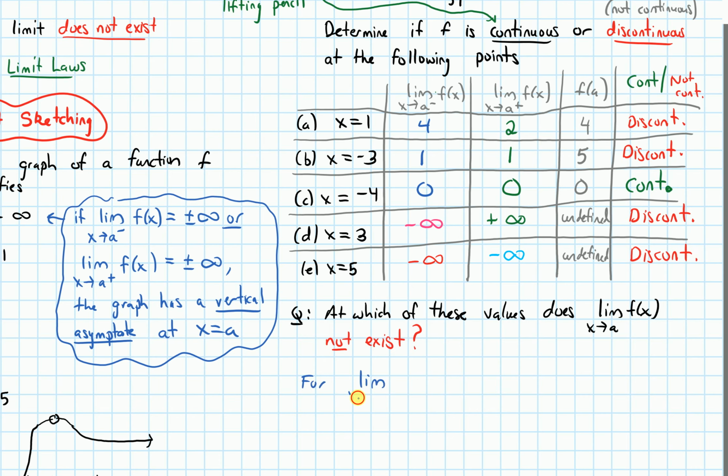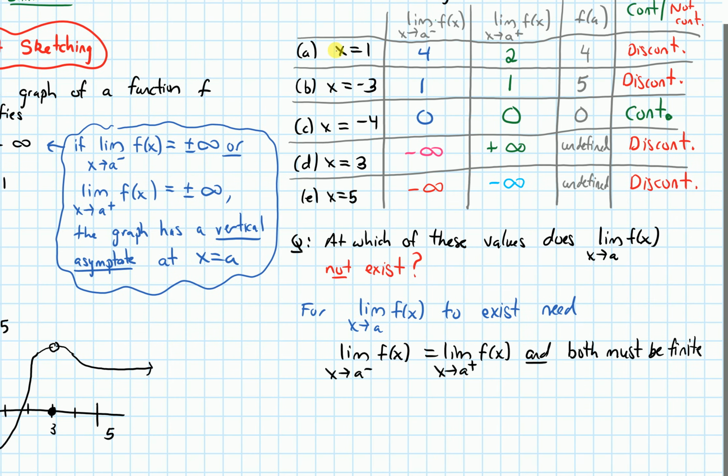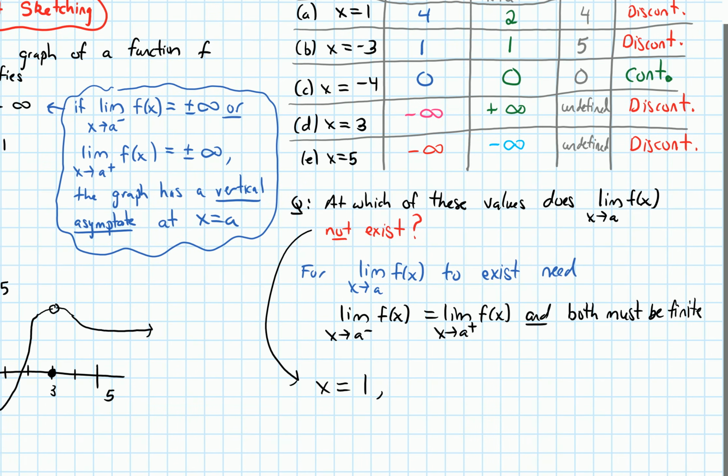For the limit as x approaches a of f of x to exist, we need the limit as x approaches a from the left of f of x to be equal to the limit as x approaches a from the right of f of x, and both must be finite. Both must be finite. Okay, so for x equals 1, the one-sided limits are different. One of them's 4 and one of them's 2, which means one of the answers to this is x equals 1. The limit does not exist because the one-sided limits are different. Okay. In fact, let's write that down as the reason.